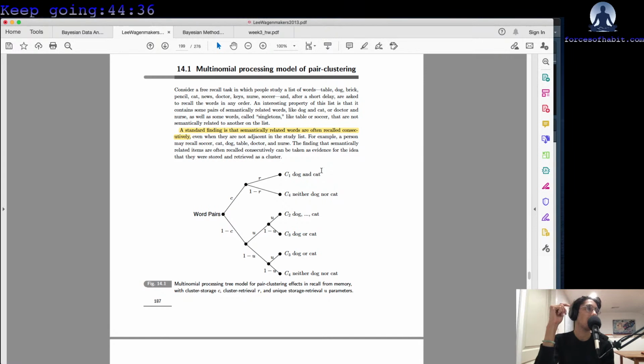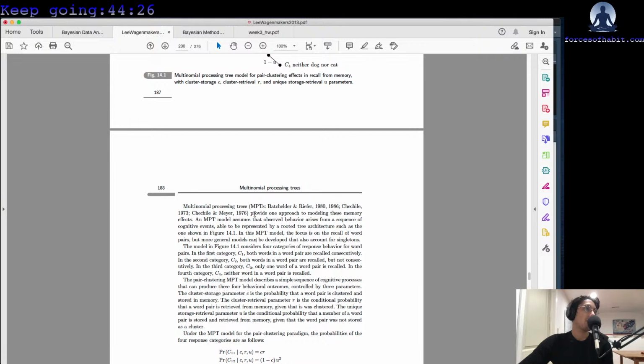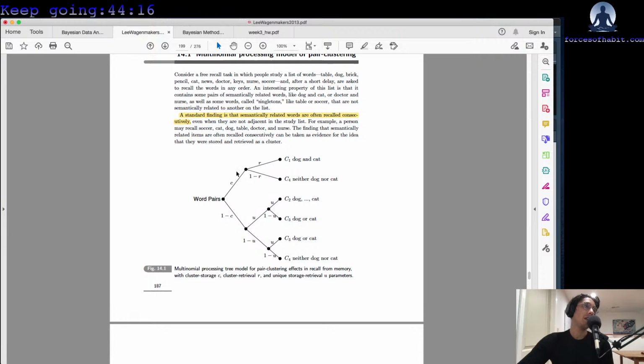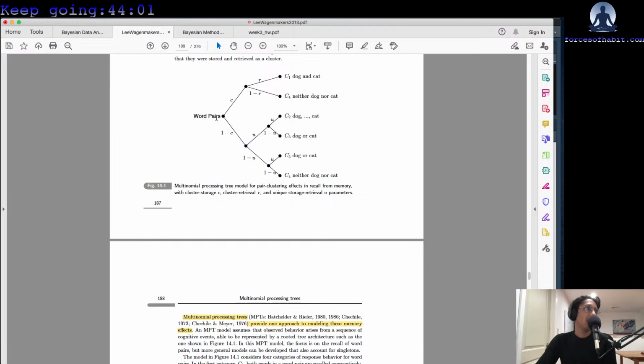And here is the multinomial process tree. It looks like we're going to talk about that right below. Multinomial process trees provide one approach to modeling these memory effects. So the clustering that we just described above can be captured using multinomial process trees. So it's these cognitive events that are derived from these word pairs.